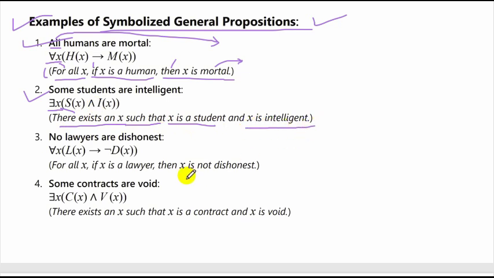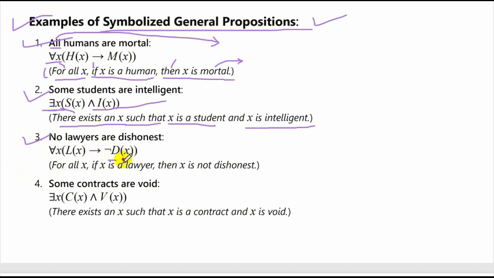This is how you have to write it. For existential quantifiers, we use the and symbol. And for the universal quantifier, we use the implication symbol, that is the right-handed arrow. No lawyers are dishonest: for all x, if x is a lawyer, it implies then x is dishonest.